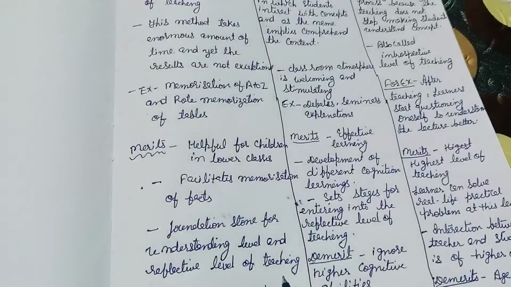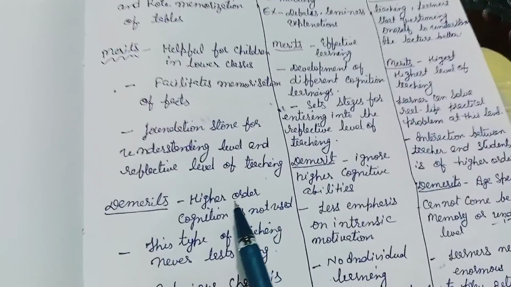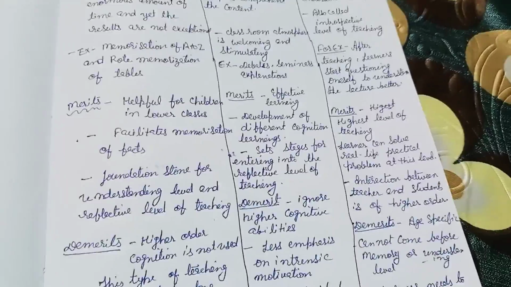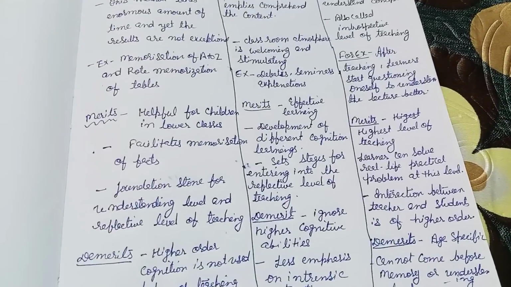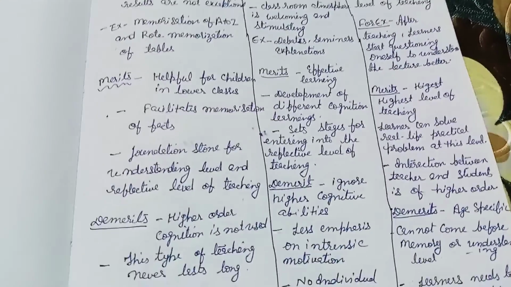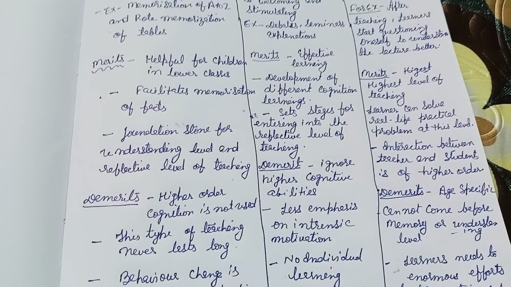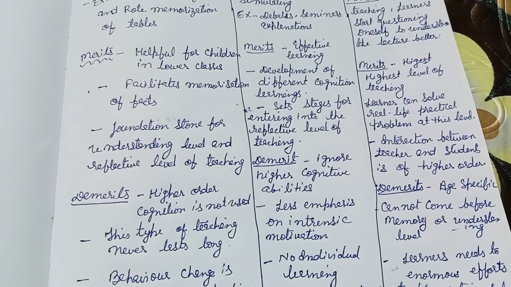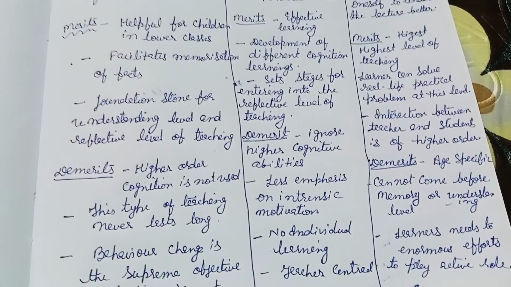Now, demerits of memory level of teaching. Higher order cognition is not used. In the memory level of teaching, higher order cognition is not used. This type of teaching never lasts long. Sometimes we memorize and we forget. So, this type of teaching never lasts long.